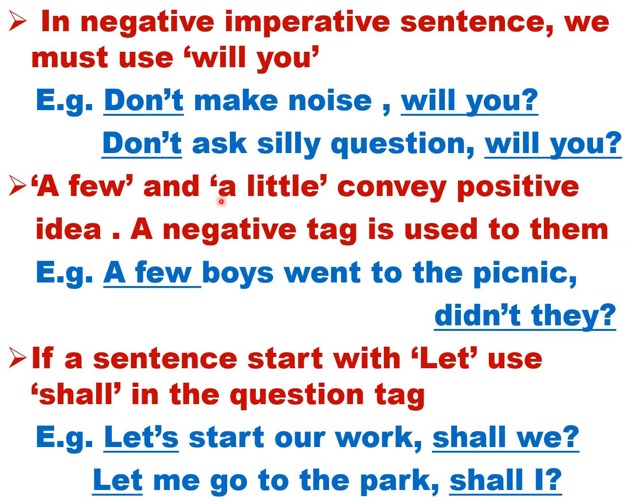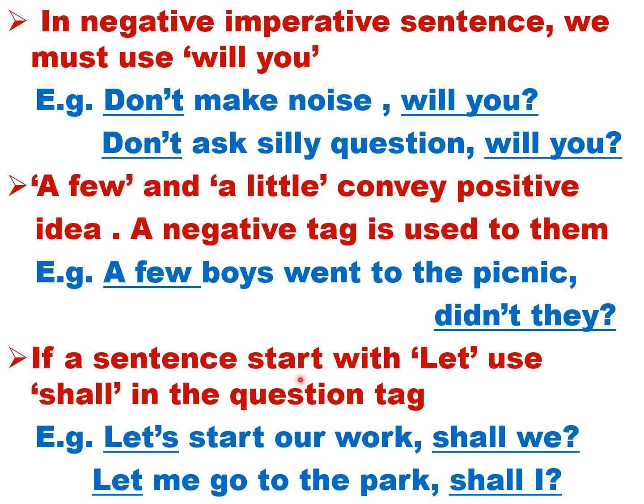A few and a little convey positive idea. A negative tag is used with them. A few boys went to the picnic. That means some boys went to the picnic. So this is a positive statement. Went is past tense, so didn't, and we must use the subject they. They is a pronoun here. Instead of a few boys, we must use the pronoun they.